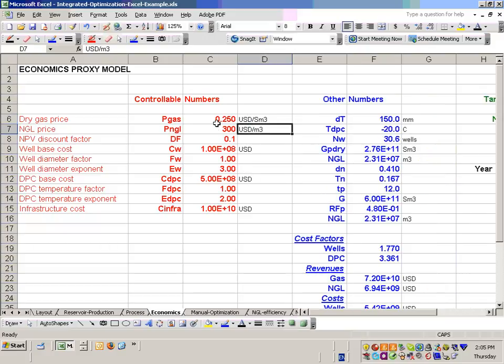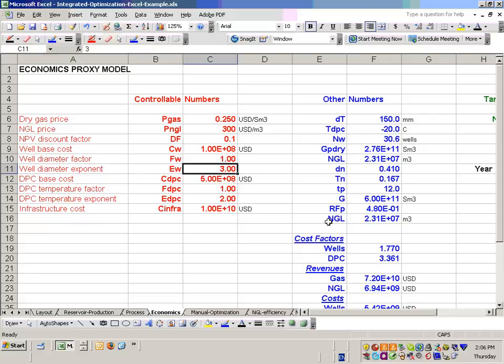Okay. So then we've got a discount factor, 0.1, 10% annual discount factor. Well base cost, $100 million. That's expensive well. Well diameter factor. This is that factor to increase the base price of a well when you start getting these large well bores. Okay? And that's empirical. I don't know, I've come up with some kind of an equation. Well diameter exponent.